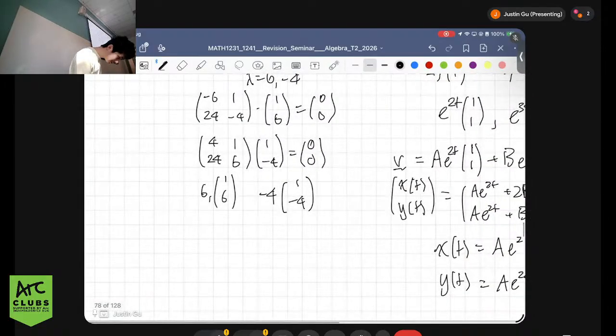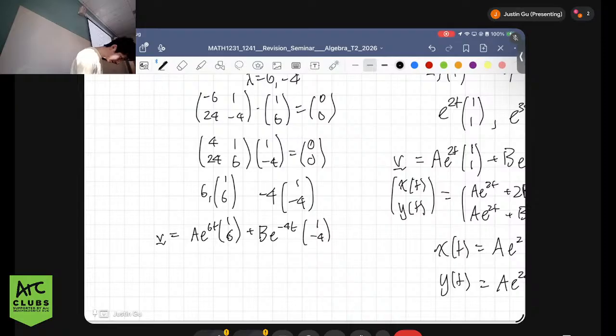So that means our general solutions will be given by a e to the 6t times (1, 6) plus b e to the negative 4t times (1, -4). And v is of course (y, dy/dt).